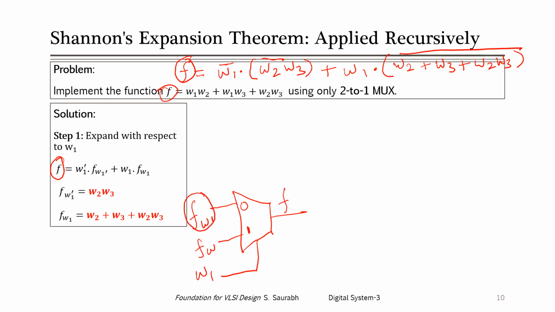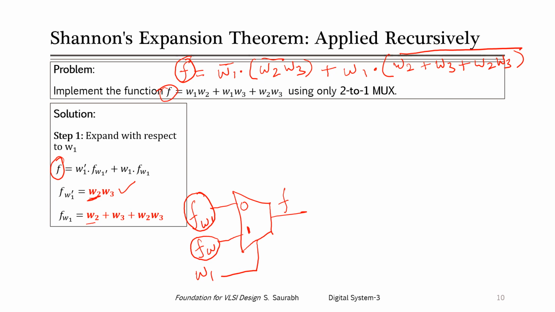So this negative cofactor and positive cofactor need to be further expanded or implemented in terms of multiplexers, and we can do that again by applying the Shannon expansion theorem recursively. Now we pick another variable, that is W2, in these two cofactors, and then we get another level of MUX. If we do it recursively until we get the final variable, only one variable or a constant, then we get an implementation of a Boolean function in terms of 2-to-1 MUX only, right?